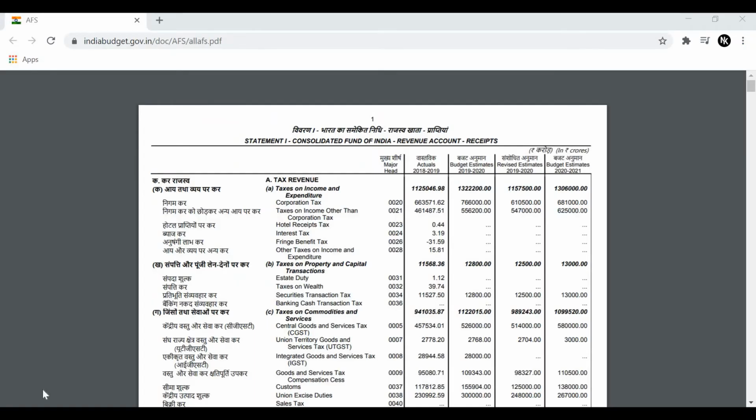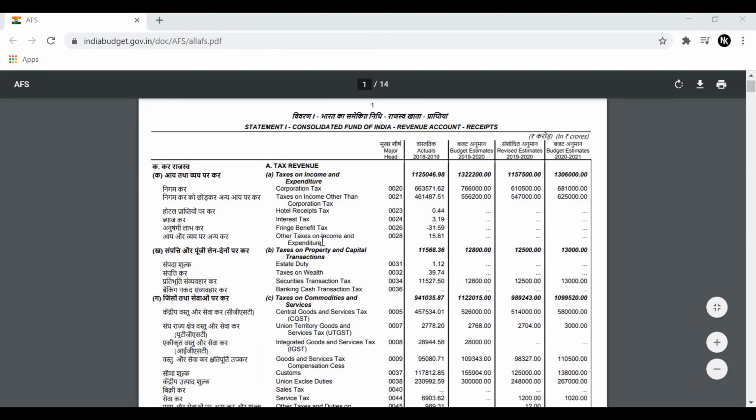Alright guys, so now let's look at the actual fiscal policy of India. The latest fiscal policy of India, also known as the annual financial statement. At the top we can see statement 1, Consolidated Fund of India. As I mentioned earlier, the budget is prepared from the Consolidated Fund of India, so that's clearly defined up here. And then it says the revenue account. So this is about revenue, receipts. Receipts are, as I mentioned earlier, the revenue.